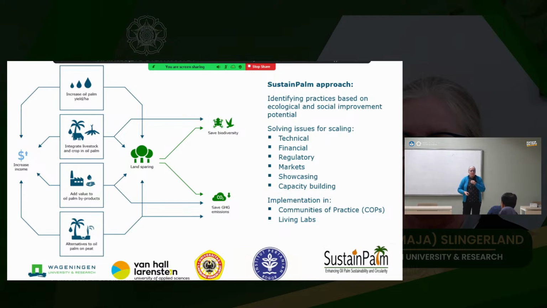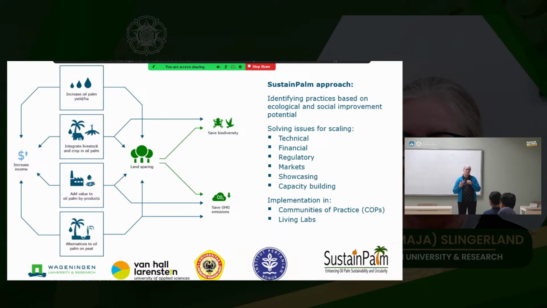And because it's an implementation program, we look at technology. But we also look at what are the financial constraints to implement things, especially for the mill, it's often costly. We look at the regulatory, what kind of law regulations may help or prohibit it. We look at markets. And finally, you say it only works when you can showcase. You have to show it works. Then people start understanding it. And you need to build capacity. If you find something that works, you need to build capacity.